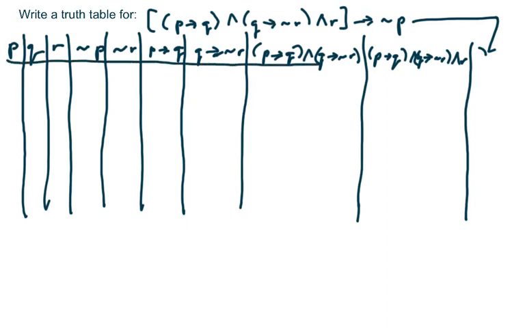And there are 8 possible combinations of truth values between P, Q, and R. The easiest way to do that is to make the following table, or the following pattern. Under the P, write 4 trues, followed by 4 falses.